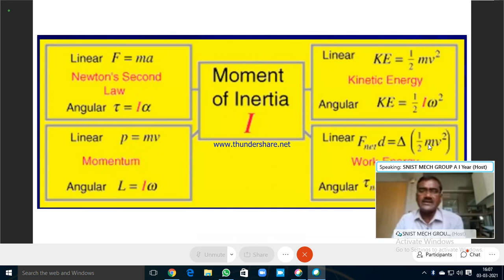Delta is change in energy. Delta is nothing but change. Delta symbol indicates a change in energy. Here also, change in energy.